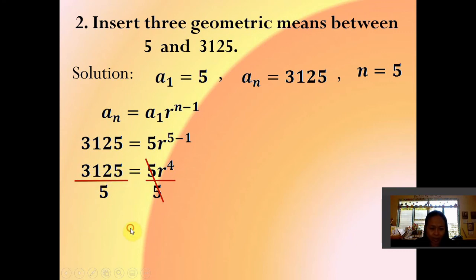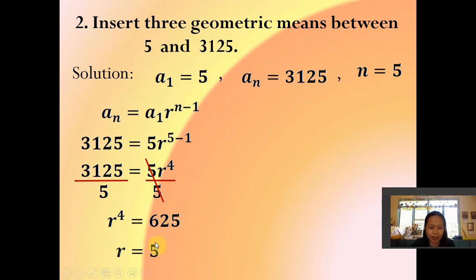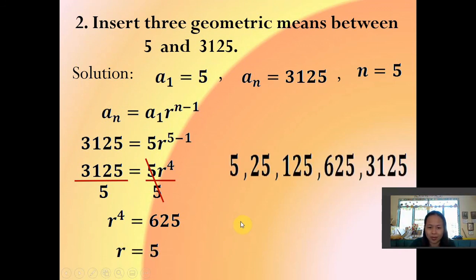3,125 divided by 5 is 625. Now, what is the fourth root of 625? That is 5, or a number raised to the power of 4 to get 625 is 5. So therefore, our common ratio here is 5. Now, what is our geometric sequence then? Our first term is 5. Multiply it by 5, that is 25. Times 5, that's 125. Times 5, that's 625. And multiply this by 5, and that is 3,125.